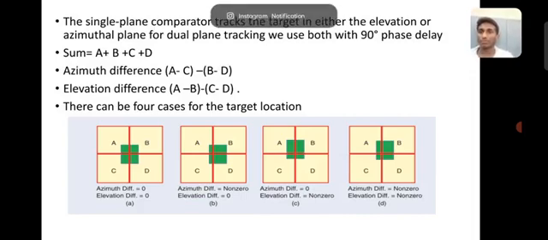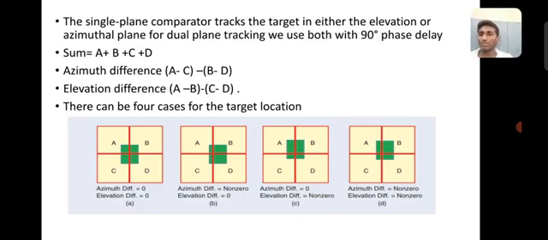For dual plane tracking, we use a 90 degree phase delay. We define the sum as A plus B plus C plus D, where A, B, C, D is the information collected by antennas A, B, C, D, and azimuthal difference as A minus C minus B minus D, and elevation difference as A minus B minus C minus D. And there can be 4 cases where we can target the location of information.